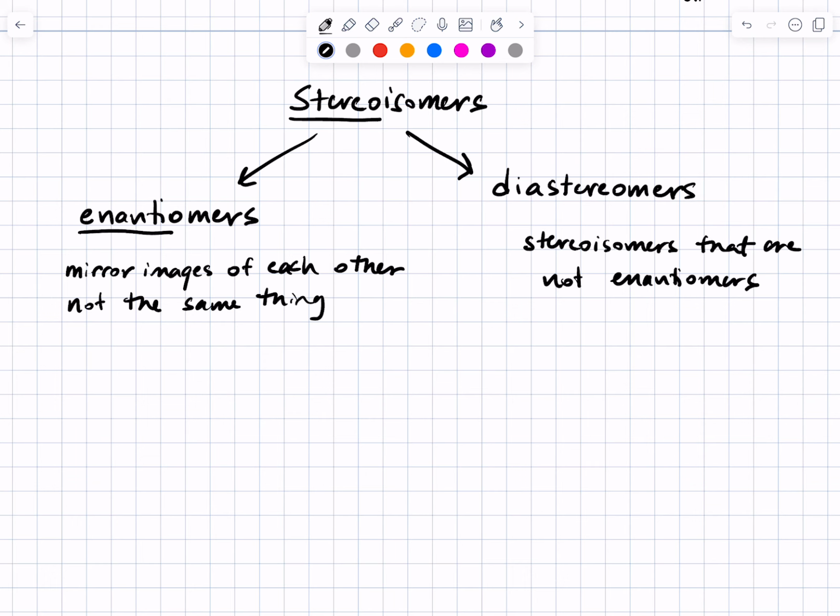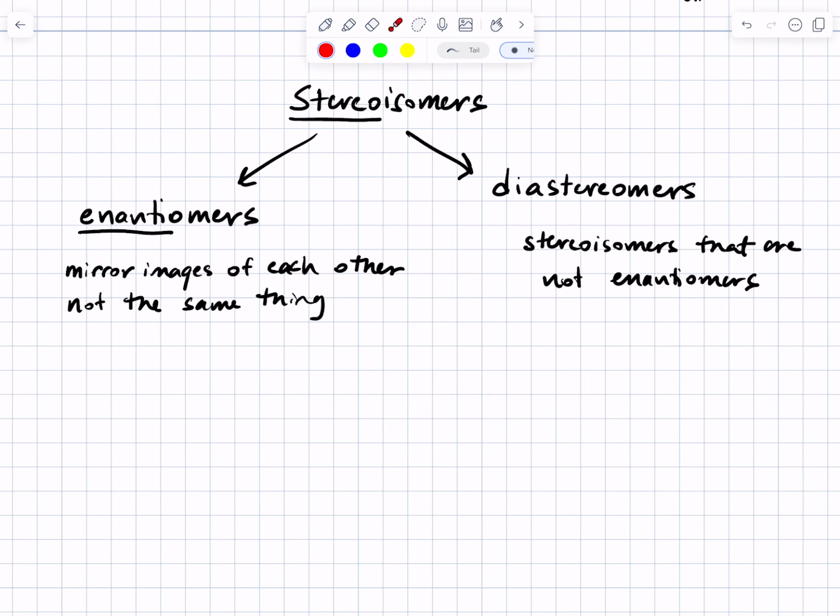Of whom? Whose cousin are you? It needs to be a relational term. So two molecules may be enantiomers of each other. Two molecules may be diastereomers of each other. But it doesn't make any sense to ask, is this molecule an enantiomer or is it a diastereomer? You can ask, does this molecule have an enantiomer or does this molecule have a diastereomer? In the same way you could ask someone if they have a cousin.